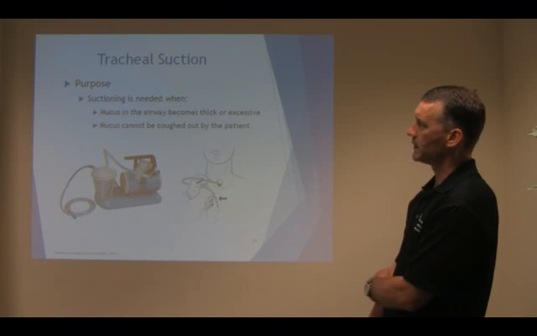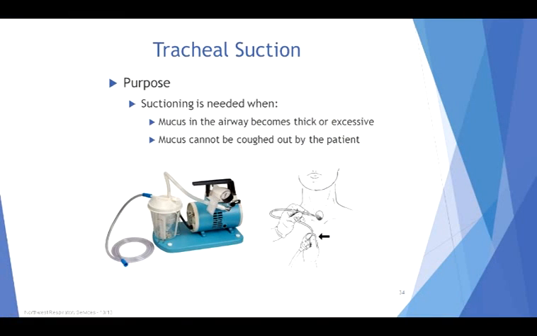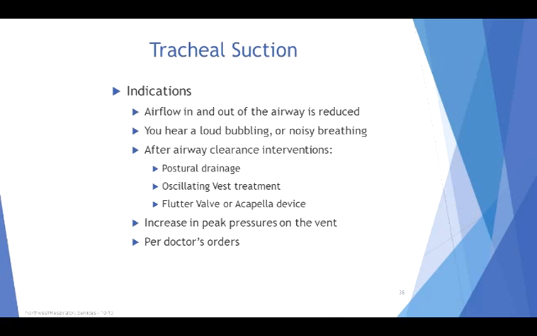Alright, moving on. Tracheal suctioning. Suctioning is needed when mucus in the airway becomes thick or excessive. Mucus cannot be coughed out by the patient. Some indications: the airflow in and out of the airway is reduced. You hear a loud bubbling or noisy breathing sound. After airway clearance interventions such as postural drainage, using the vest, flutter valve, or Acapella valve. Increasing peak pressures on the ventilator, or per doctor's order.